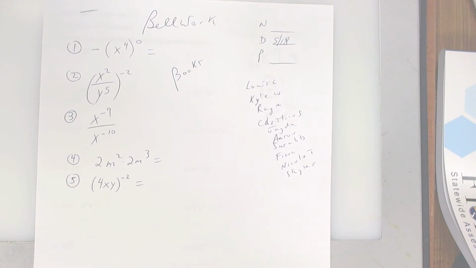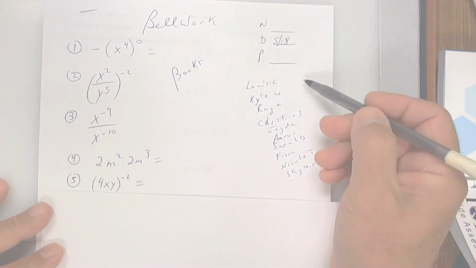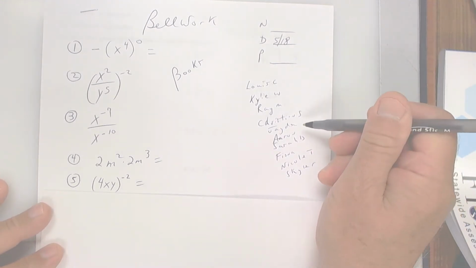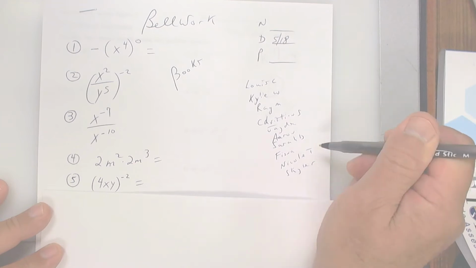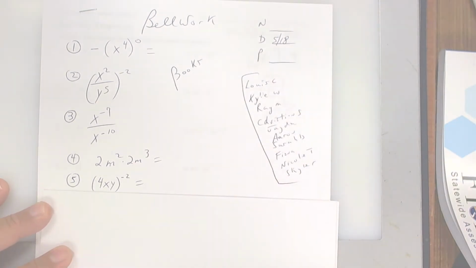Let's take a look at today's bell work, but before we do, there are some people that owe me books. Now, if your name's not on this list and you still owe me a book, make sure I get it in. Okay, so Lewis, Kylie, Raymond, Christian, Jaden, Aaron, Sarah, Fiona, Nicole, and Skylar. Make sure I get those books back. And again, if I didn't mention your name but you owe a book, make sure I get it back as well.